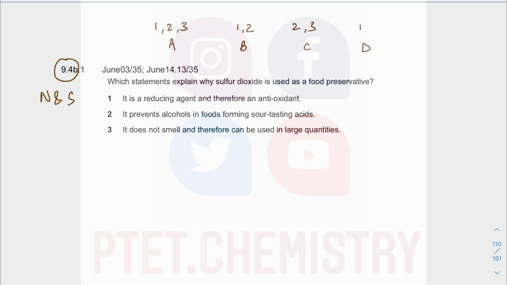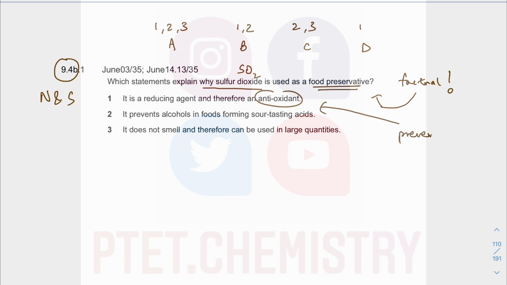So in this first question, it's asking which statement explains why we use SO2, which is sulfur dioxide, as a food preservative. So this is a factual question. SO2 is indeed used as a food preservative because it's an antioxidant. I need to highlight that it's a fact that SO2 is used as a food preservative because of its antioxidant property, so it prevents oxidation.